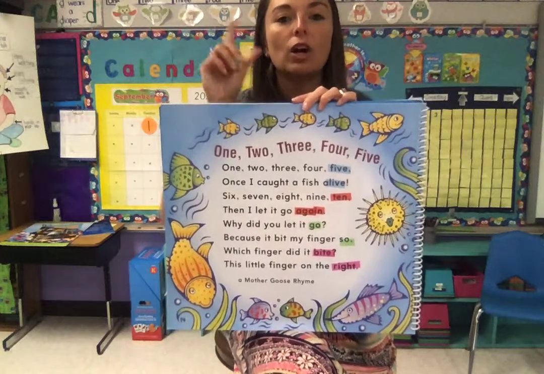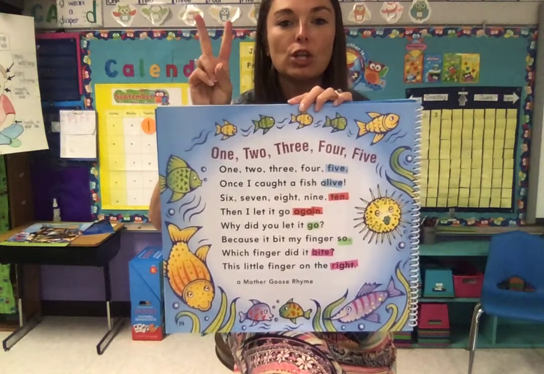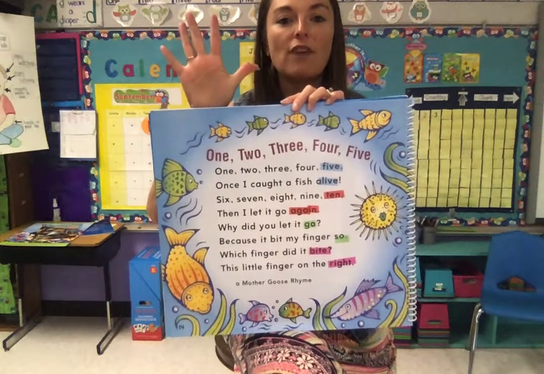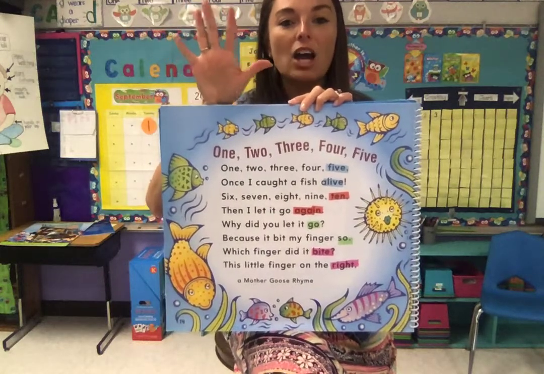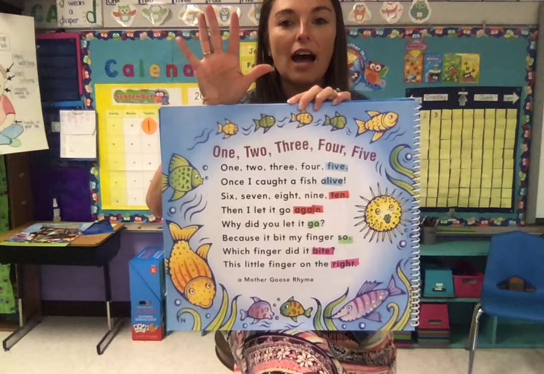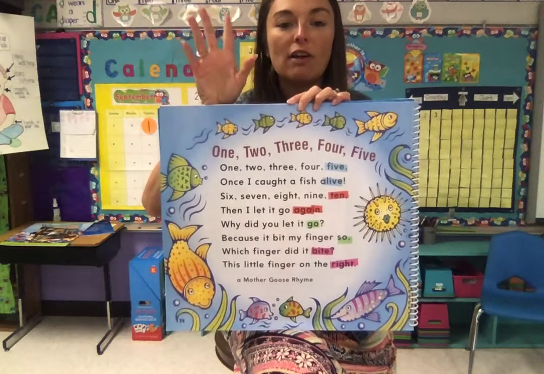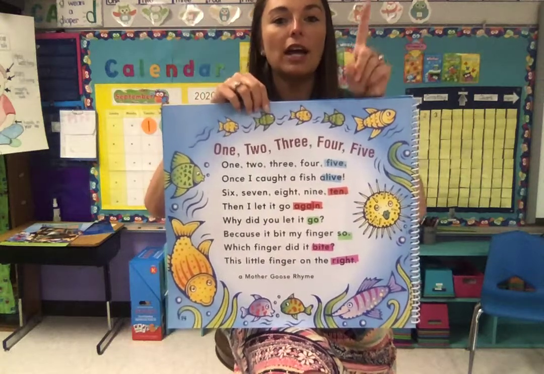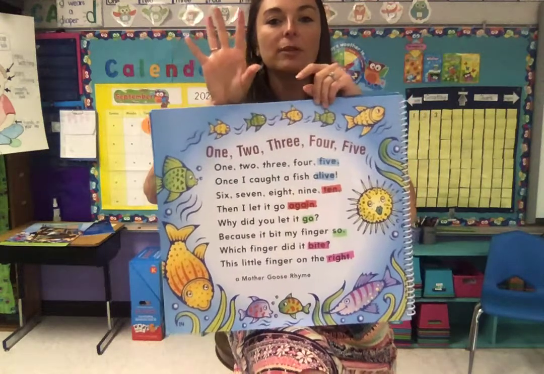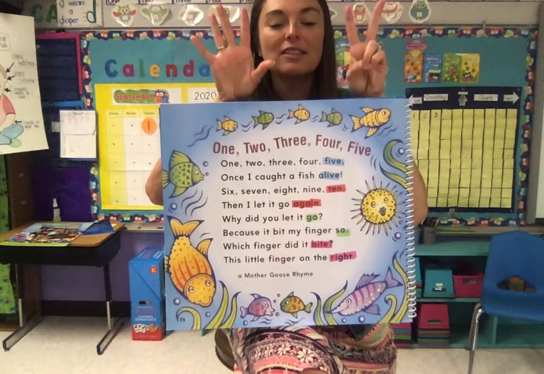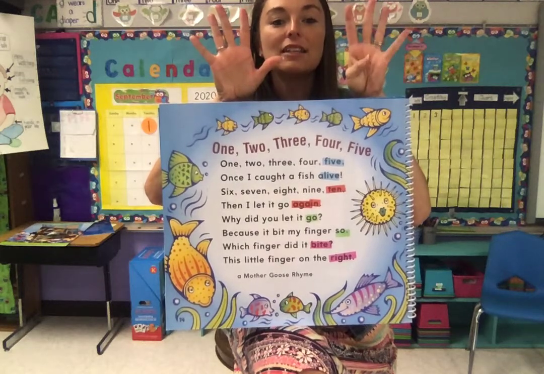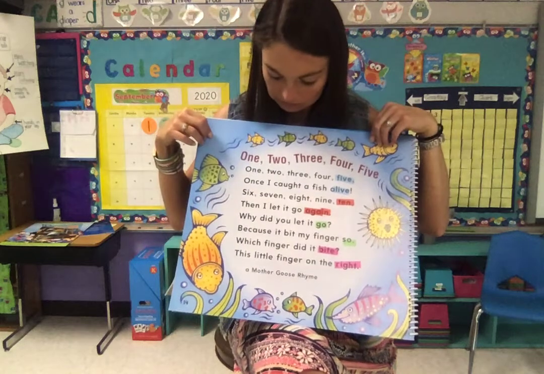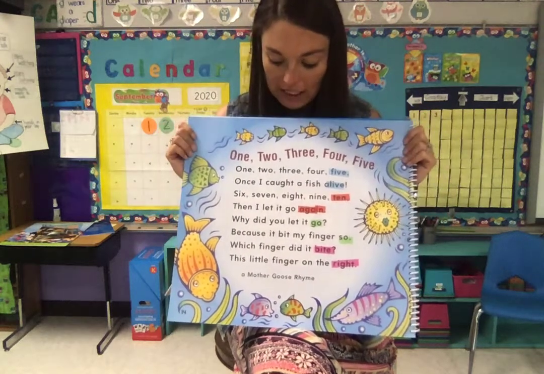We have 1, 2, 3, 4, 5. Once I caught a fish alive. Now we've got to keep our 5 up because now we're going to go on to the larger numbers and make 6. So we already got 5, 6, 7, 8, 9, 10. Then I let it go again.